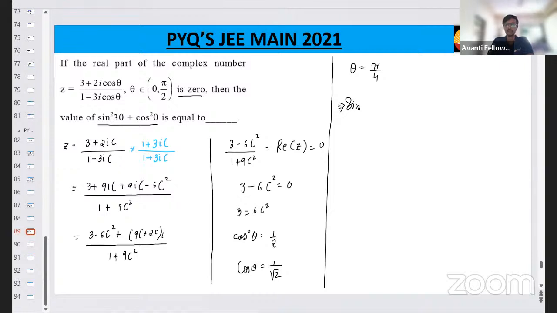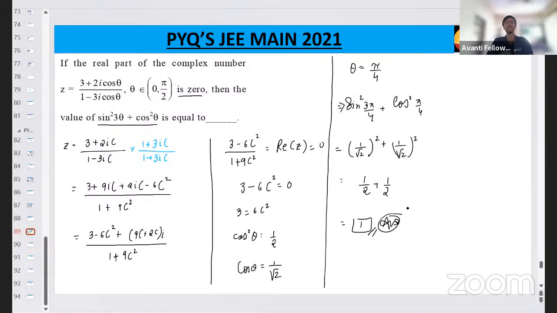sin square 3 pi by 4 plus cos square pi by 4. Now, if anyone wants to give me the answer of sin square 3 pi by 4, it is half only. It is 1 by root 2, but it is the whole square. Same, 1 by root 2 the whole square. So basically, we have 1 by 2 plus 1 by 2, which is 1. This is my answer. I hope it is clear. Correct? A fairly simple question, if you say, of complex numbers. Let's look at the next one.